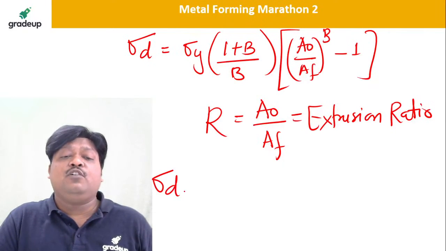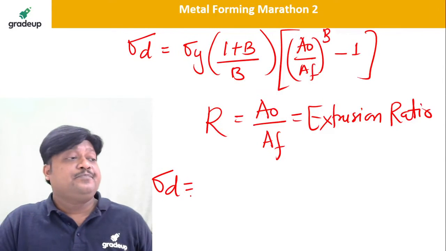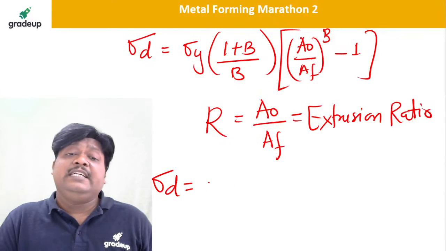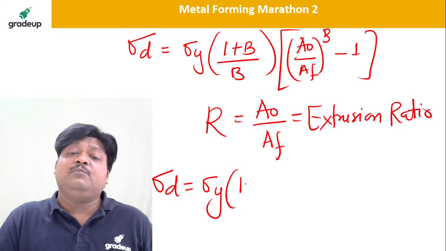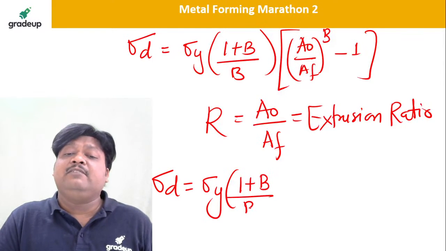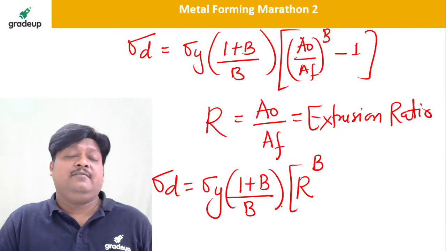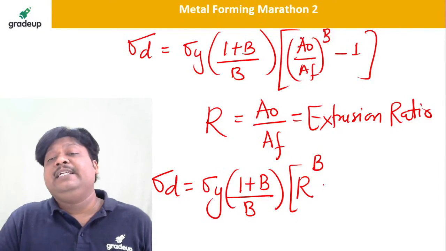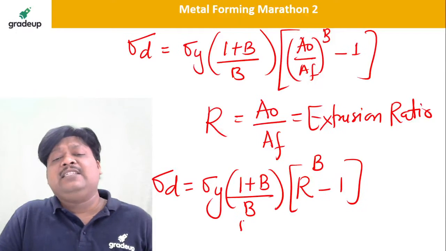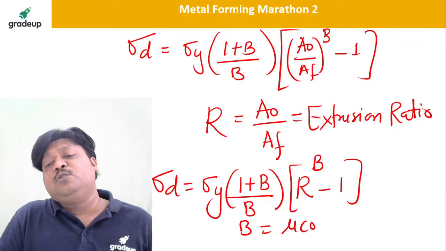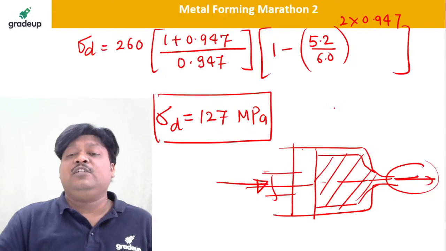Therefore, we can find this formula in the extrusion. In case of extrusion, it is nothing but sigma d is equal to sigma y into bracket 1 plus b divided by b into bracket r to the power b minus 1. And b is equal to mu cot alpha, because in extrusion also, see, this is the die.